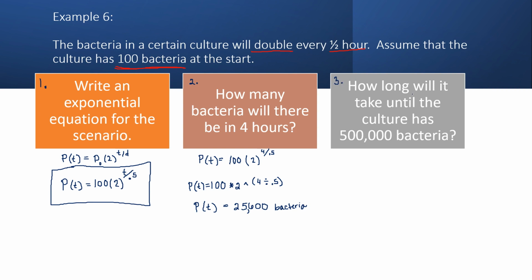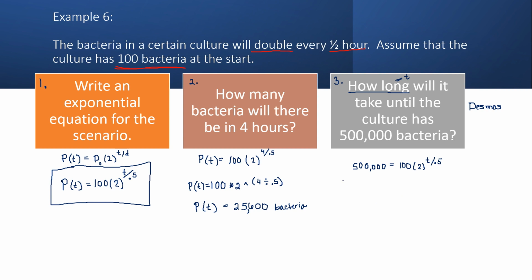And it says, how long will it take until the culture has 500,000 bacteria? So this question of how long is asking me to find time, and that means that I need to use decimals. Or I can do a logarithm by hand. Either method is fine by me, even though I'm demonstrating decimals in this video. So going back to my formula, this 500,000 is a value of the population at some point in time. So 500,000 equals 100 times 2 to the t over 0.5.